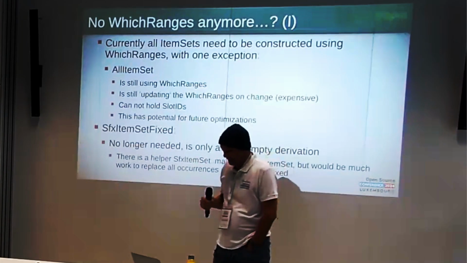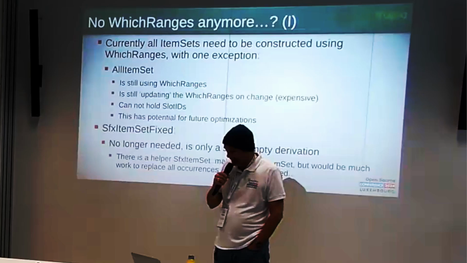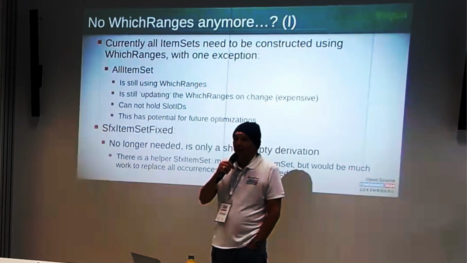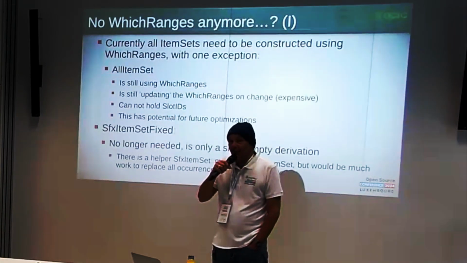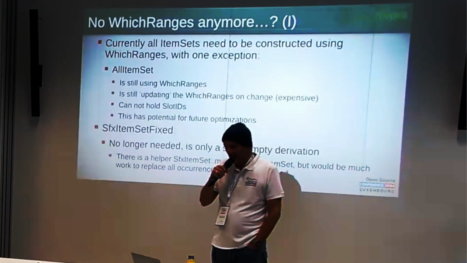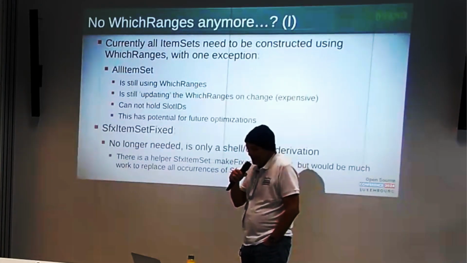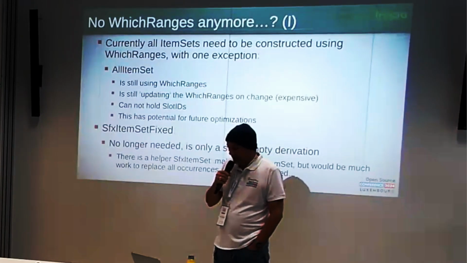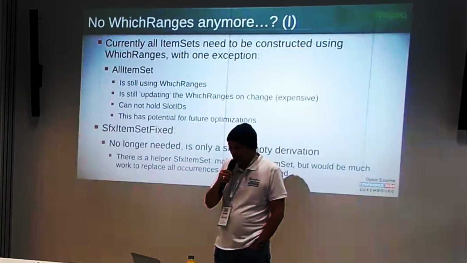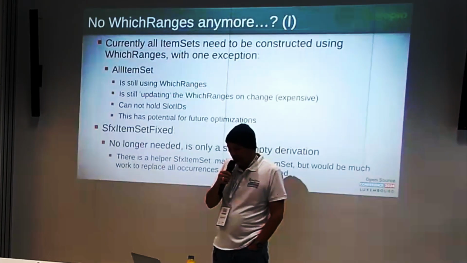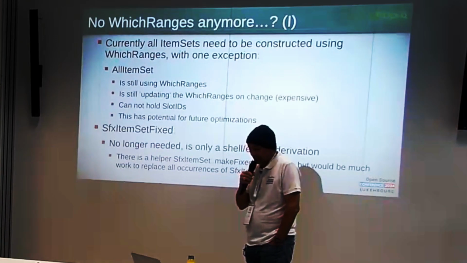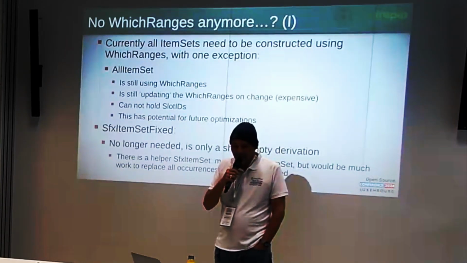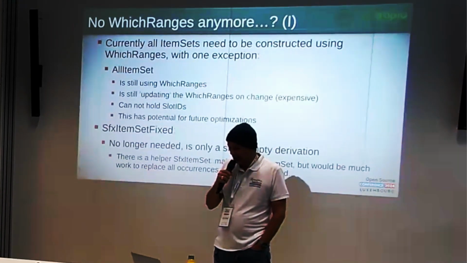That would be really good, but currently all item sets need to be constructed using them, except we have one type, the all item set. It's about 10% of the item set usages, and it's mostly used in places where people did not want to define a which range, which is very understandable because it makes it really difficult to use item sets at all. But even that internally still uses which ranges because it's too dangerous to change everything in one step. It's still updating it, so if you set an item on an all item set, the which ranges get expanded by one, which means constructing a new which range set, which is expensive, and it can traditionally not hold slot IDs. That's even an assertion when you try to set one. So this type of item set could never be used for UI stuff.